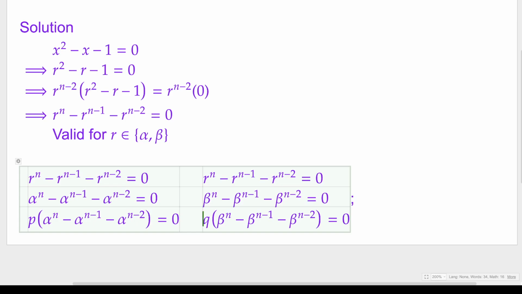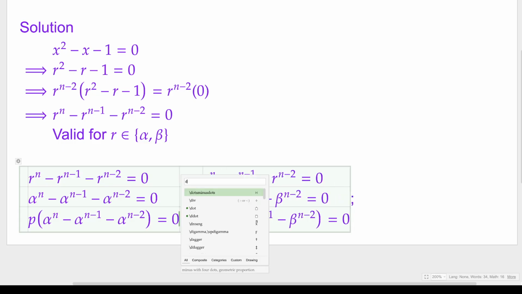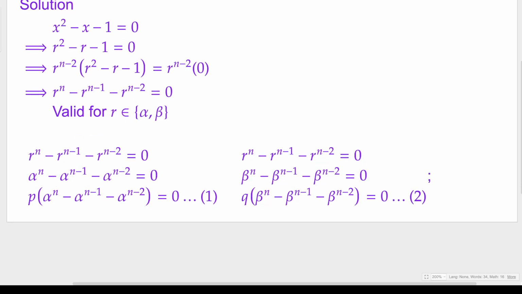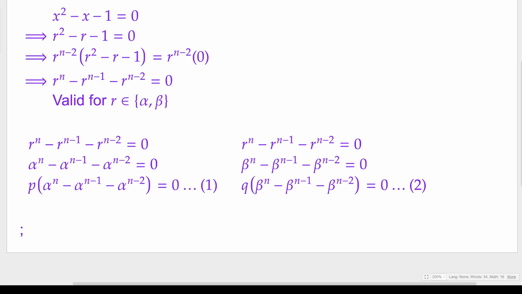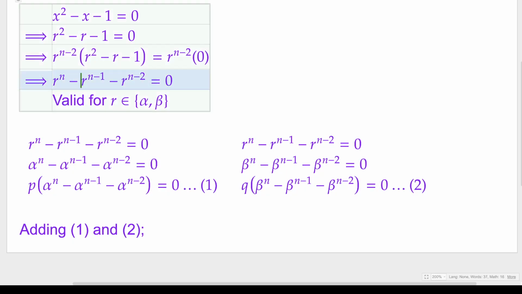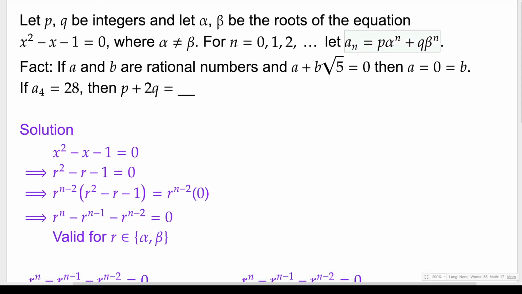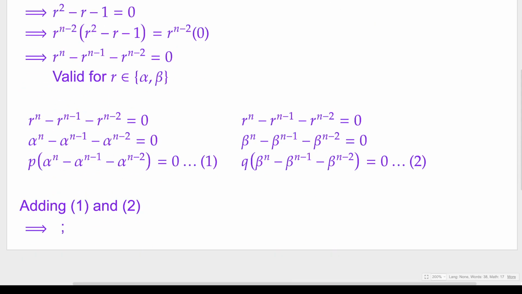Let us consider this one as equation 1, and this one as equation 2. Now adding equation 1 and 2, I'll remove this part, which is not required. This implies clearly that you can see p times alpha power n and q times beta power n. This is something which will definitely arrive in the expression on adding these, and this will be the first term.